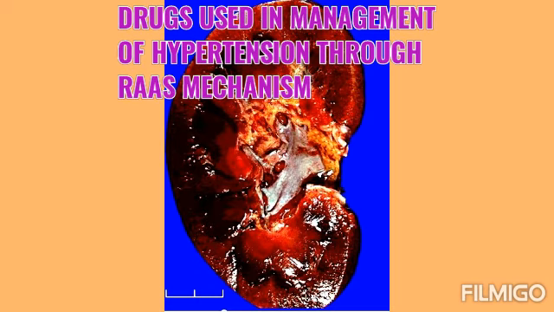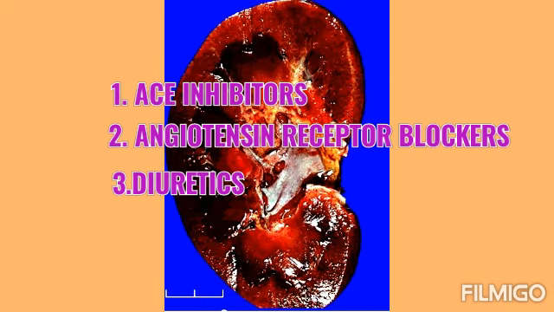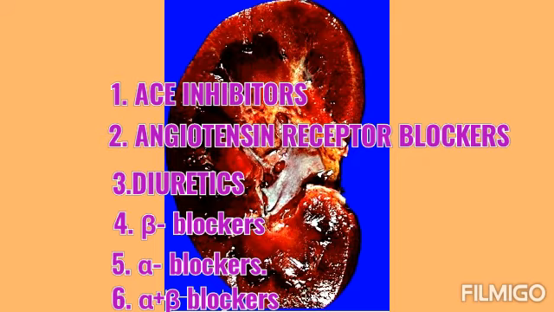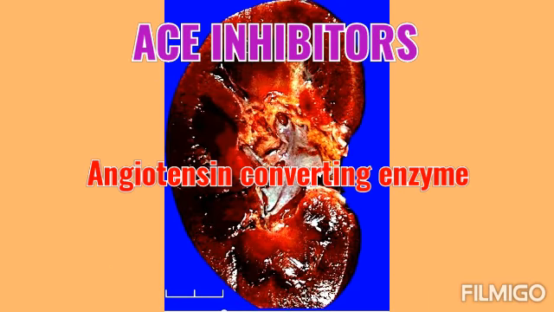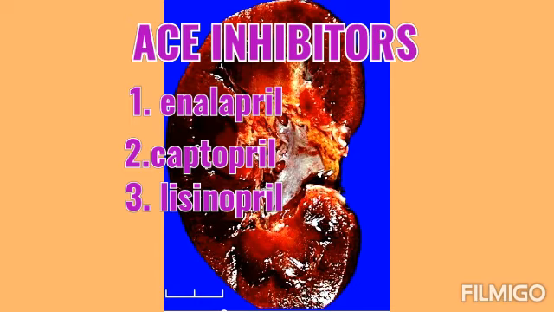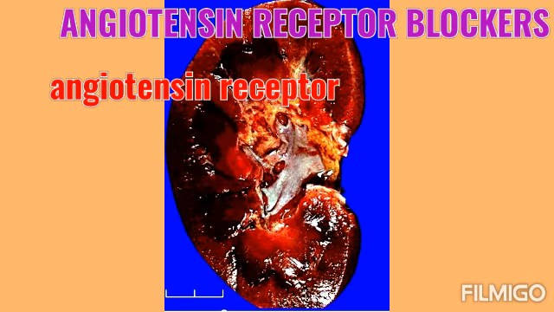So what are the drugs used in the management of hypertension through the RAAS mechanism? We're going to be looking at ACE inhibitors, angiotensin receptor blockers, diuretics, beta blockers, alpha blockers, and alpha and beta blockers. In ACE inhibitors, we're concentrating on angiotensin converting enzyme, which converts angiotensin 1 to angiotensin 2. A very good example of these drugs is enalapril and the rest.